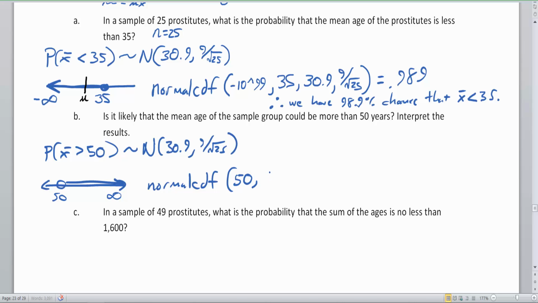Now we actually could use 61 here if we wanted to, because this was our range of our group. And for this problem, it wouldn't change anything. But we're going to go 10 caret 99 to get us to positive infinity. And then we'll go 30.9, and then 9 divided by the square root of 25 for my standard deviation.